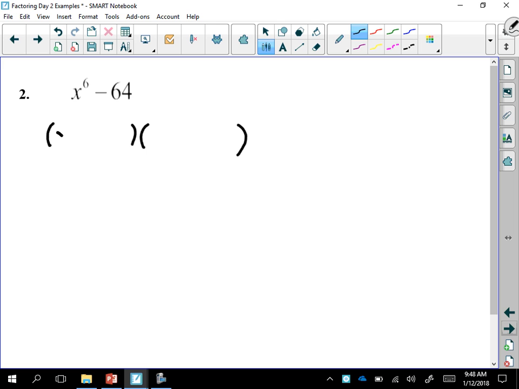x cubed minus 8, x cubed plus 8. And you would just do... Yeah, and then those are both cubes, right? So we're going to have a binomial and a trinomial. And then for the x cubed plus 8, we're going to have a binomial and a trinomial.